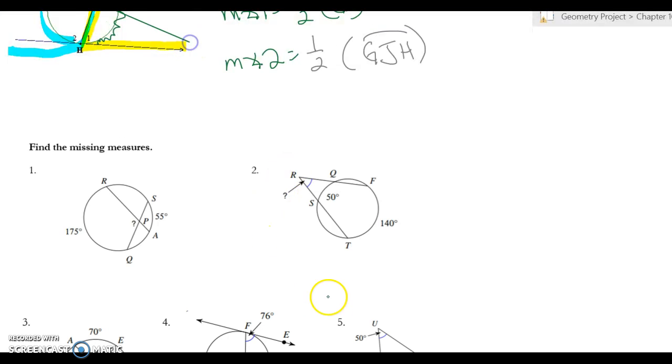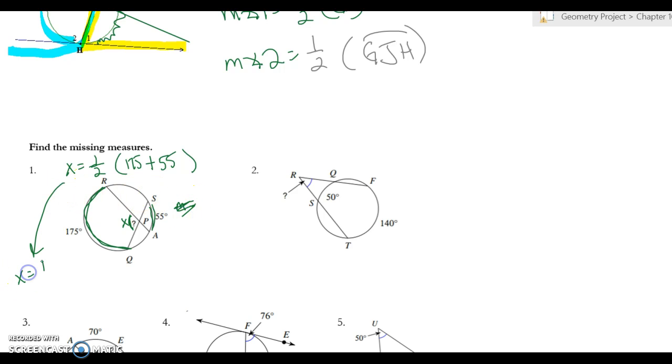I like to write the equation each time. I don't know this. So my angle equals half. Since it's on the inside, I'm going to add. My angle's right here. So that's this arc plus this arc on the right. And so now I'm going to do 175 plus 55. And so X is equal to 1/2 of 230. So X is 115.